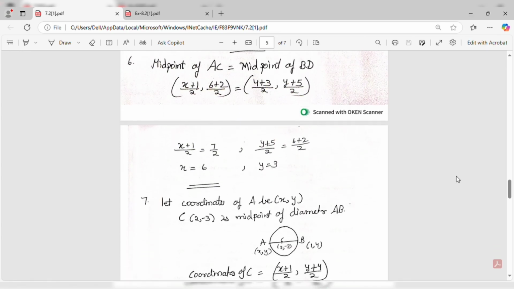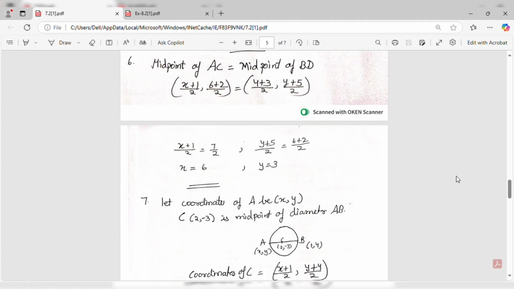Question number 6. If (1, 2), (4, 5), (y, x), (6, 3) are vertices of a parallelogram taken in order, find x and y. So we have coordinates of the parallelogram, and the property of a parallelogram is that diagonals bisect each other, so the midpoint of both the diagonals would be the same. If we take the parallelogram as ABCD, then midpoint of AC would be equal to midpoint of BD.